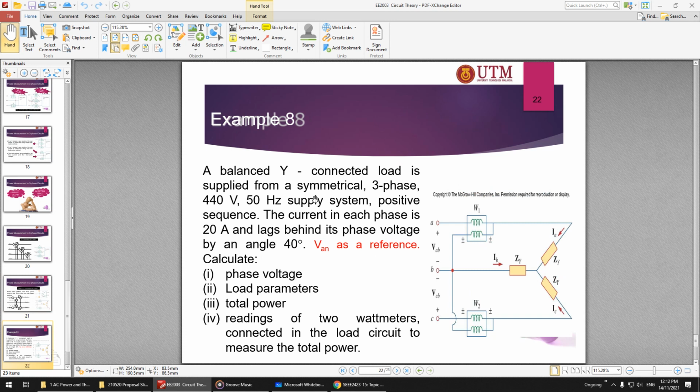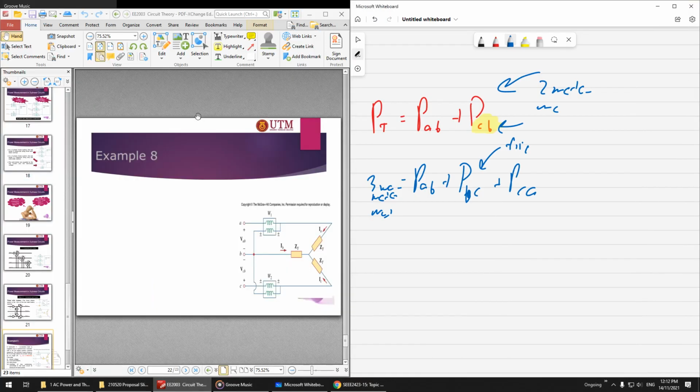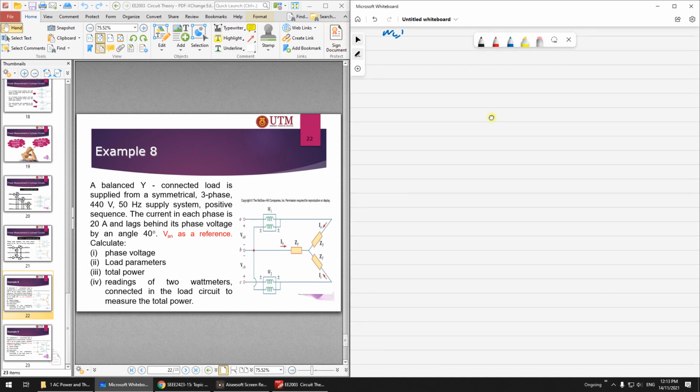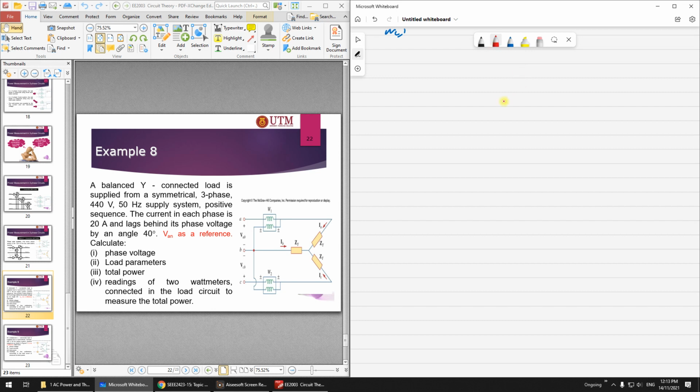Maybe this one is the example. Let me check first. Yes, reading the 2 wattmeter method to calculate the total power. Let me pause it first. Okay, my PC is hanging. I will reset it. Okay, so let us start.